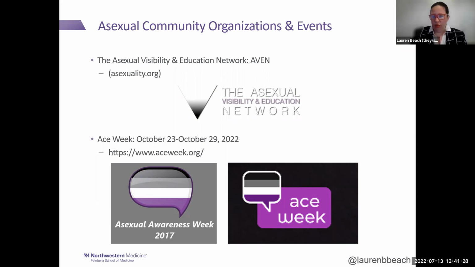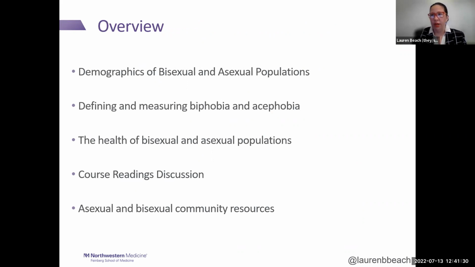So I think that really takes us back through our studies. So we had our overview. We talked about the demographics of bisexual and asexual populations. We talked about biphobia and acephobia and how they're measured. The health of bisexual and asexual populations. We didn't go through course readings yet, because we'll do that when we meet together, but we did talk about the different intersections and identities that exist. And then we talked about asexual and bisexual community resources and how they are often underfunded and understaffed.